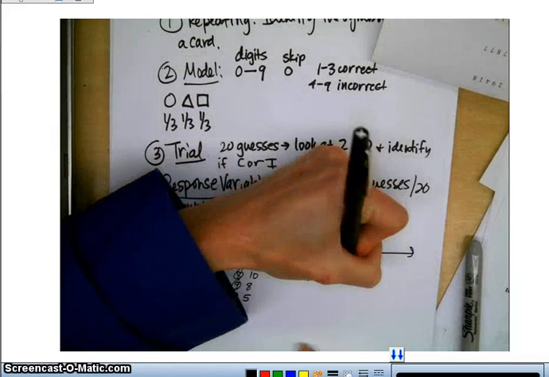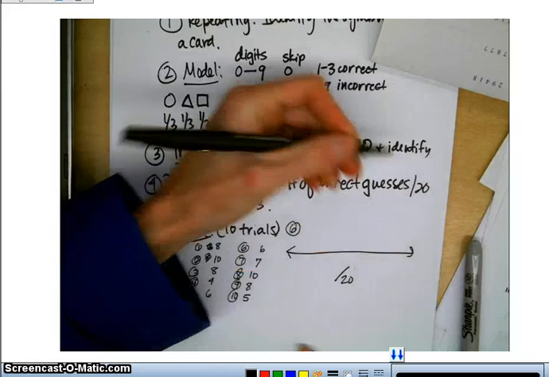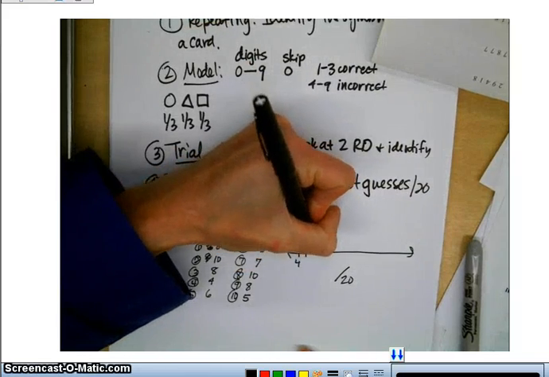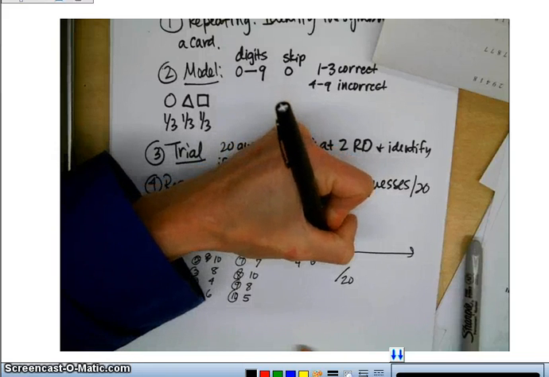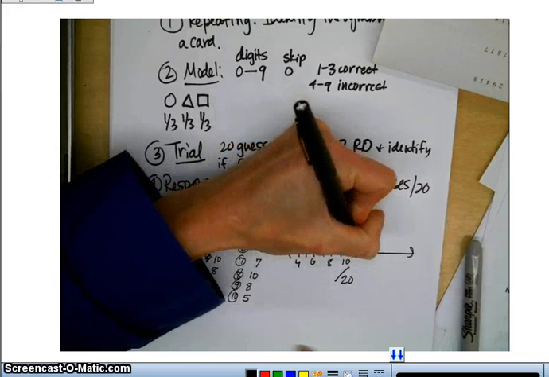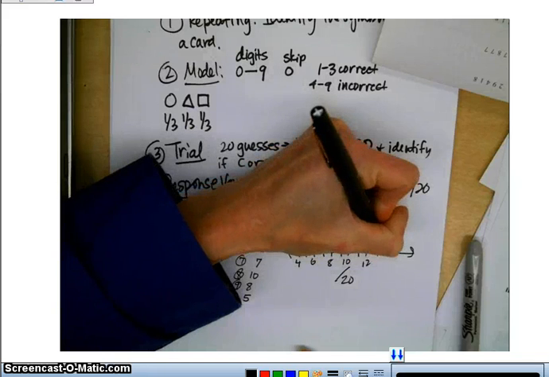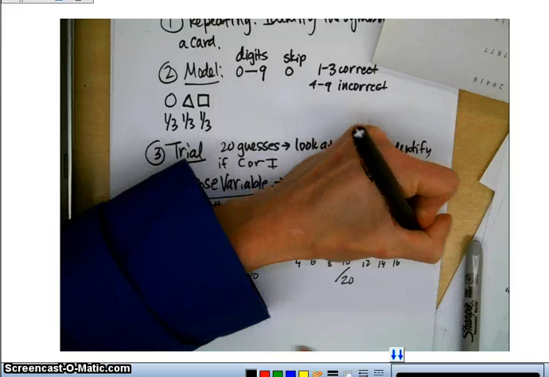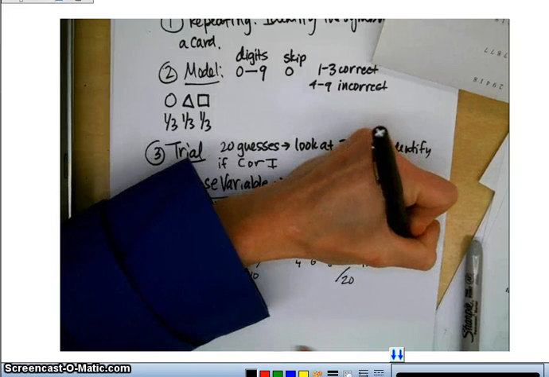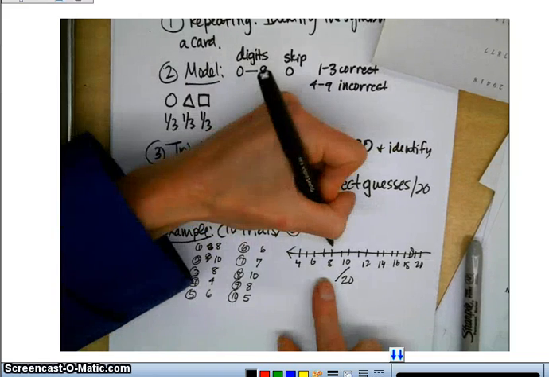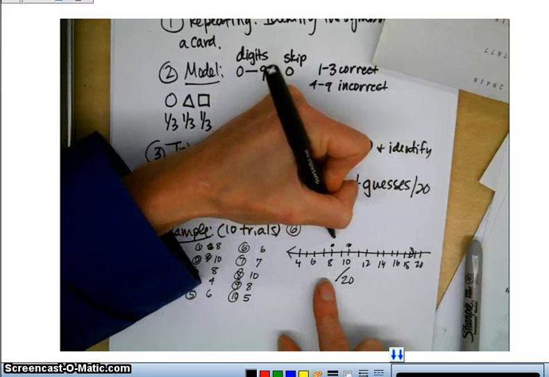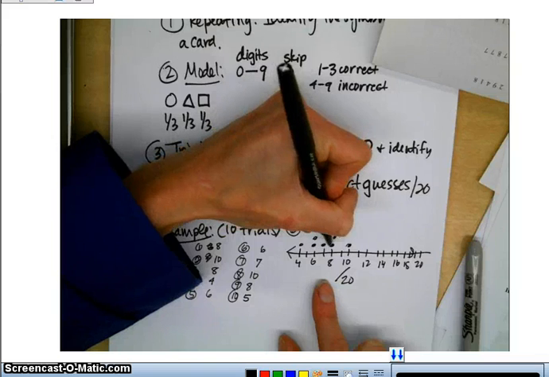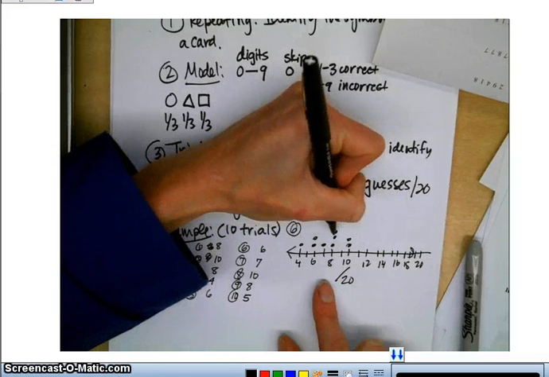So out of 20 guesses, we got anywhere between 4 and 10 right. All right, so I had 8 and 10 and 8 right and 4 right and 6 right and 6 right and 7 right and 10 right and 8 right and 5 right.